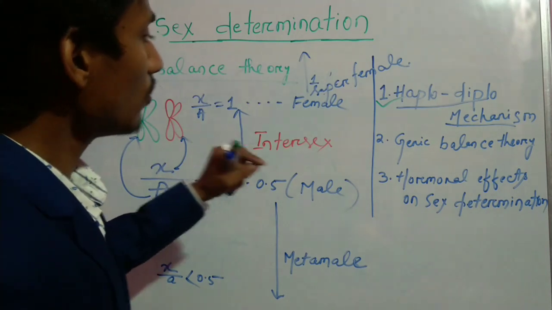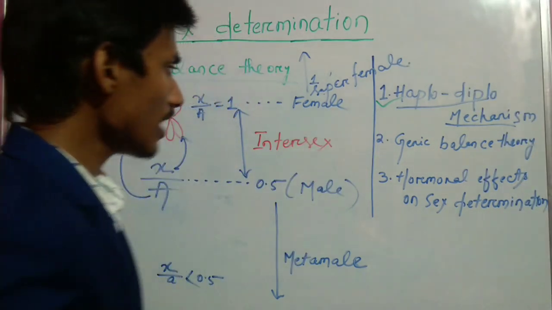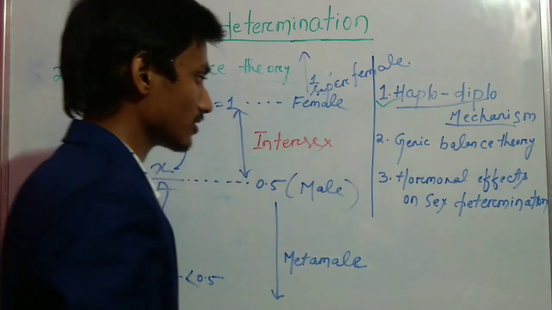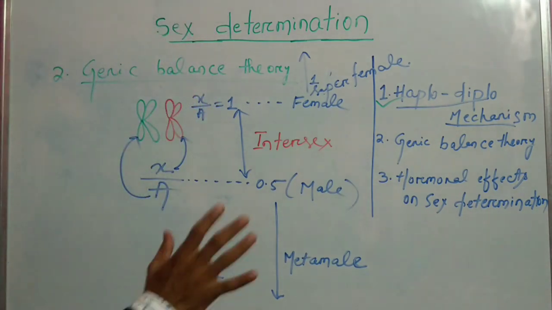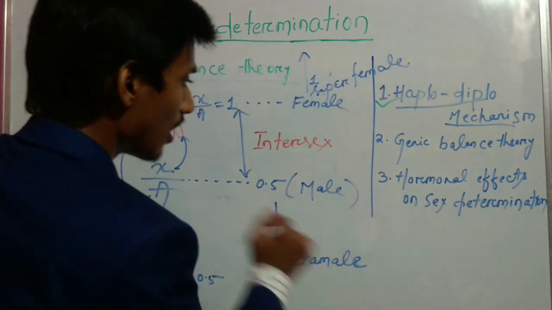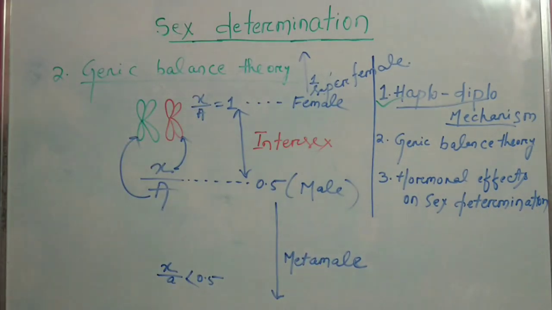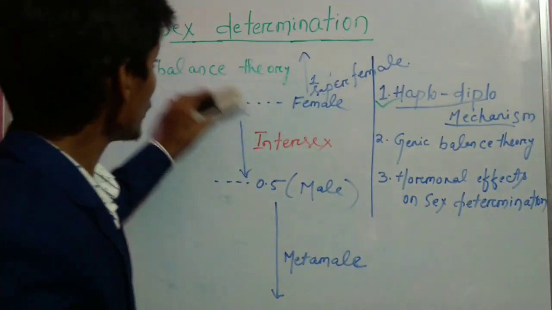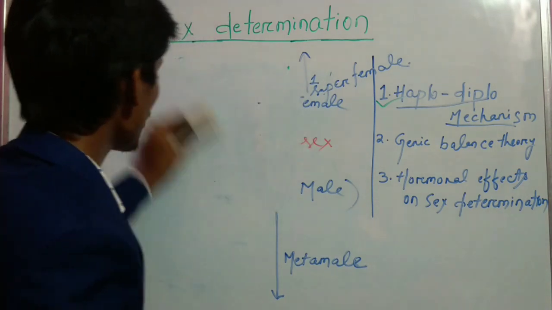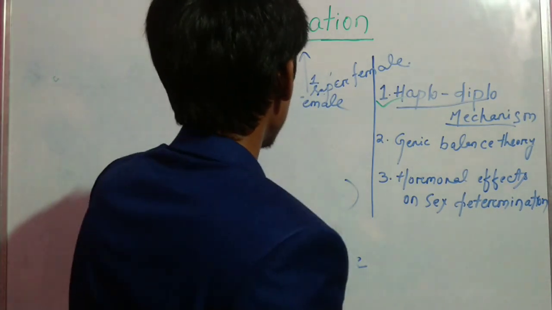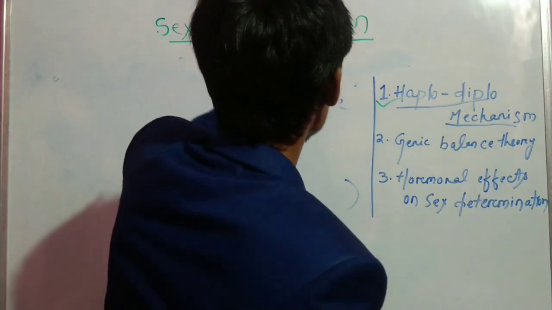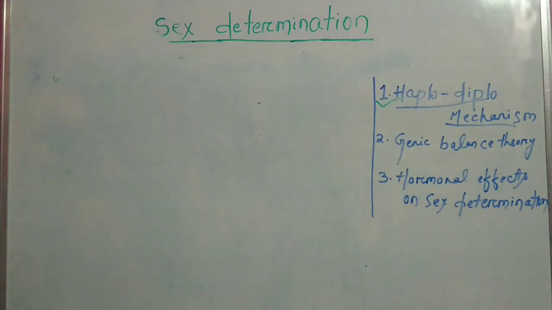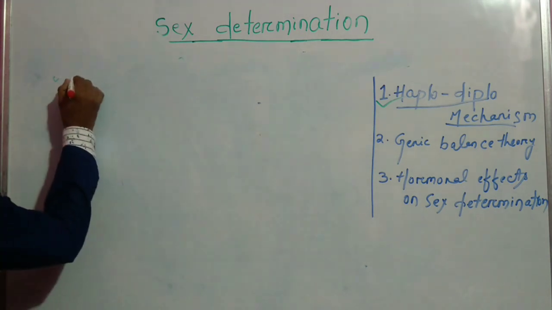So you know what is the haplo-diplo mechanism of sex determination and what is the genic balance theory of sex determination. Now we will see how hormones also affect the sex of an organism. This theory is also called the hormonal theory of sex determination. It is found in case of higher vertebrates, that is in case of hen, or in case of cows, buffaloes, or the cattle, that we call free martin, etc. So let's see what is the hormonal effect of sex determination. It is number 3.